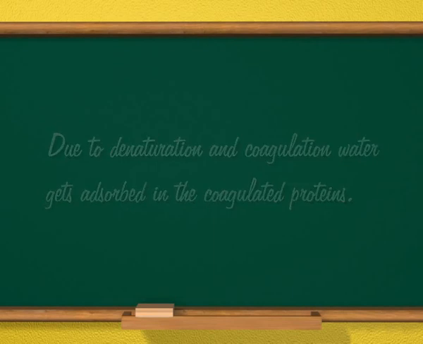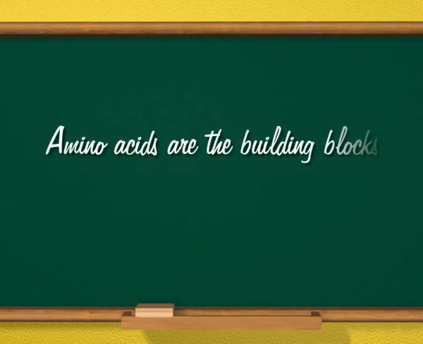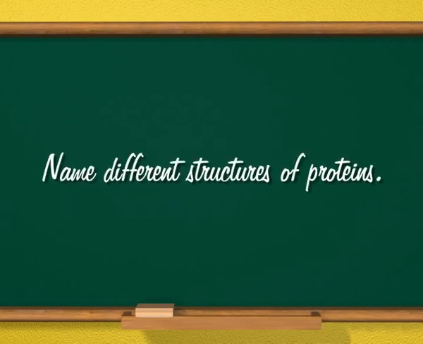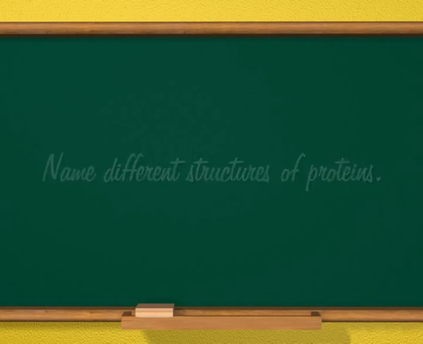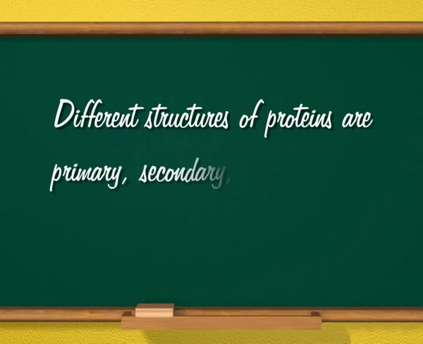Another question is, name the building blocks of protein. Answer is, amino acids are the building blocks of the protein. Next question is, name different structures of protein. Answer to this question is, different structures of proteins are primary, secondary, tertiary and quaternary.